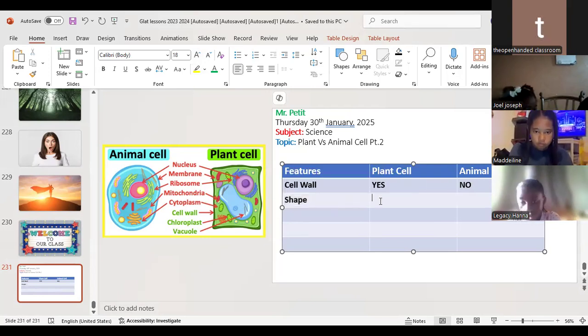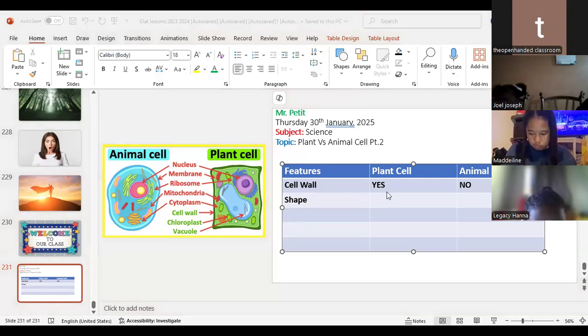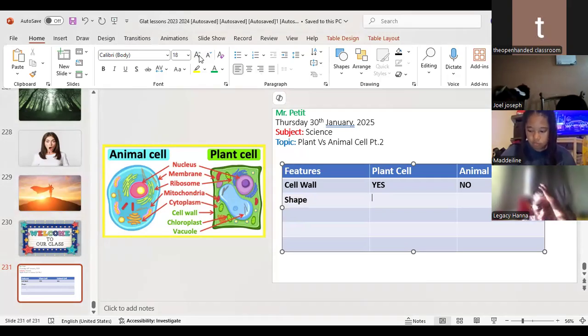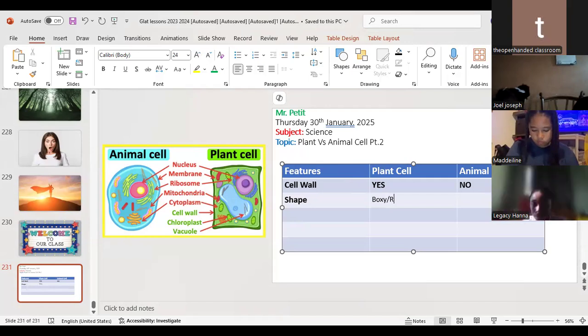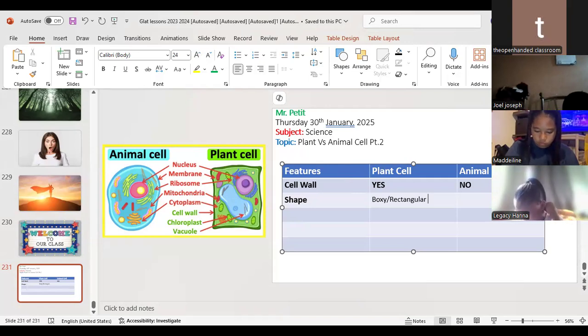What is the shape of a plant cell? How would you describe its shape? An animal cell? No, the plant cell. How would you describe the shape of a plant cell? Oh, it's like a rectangle, right? Or you could say it's boxy. So it's boxy or what? Rectangular. Boxy or rectangular. That's the shape of a plant cell.